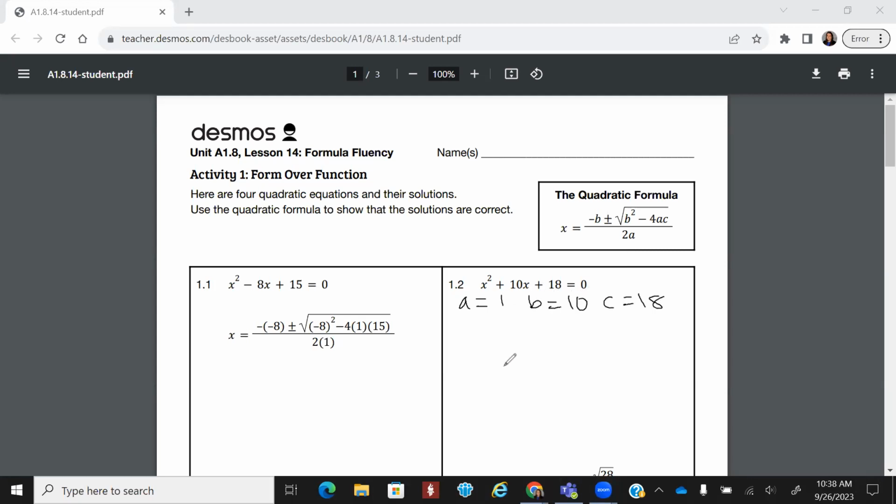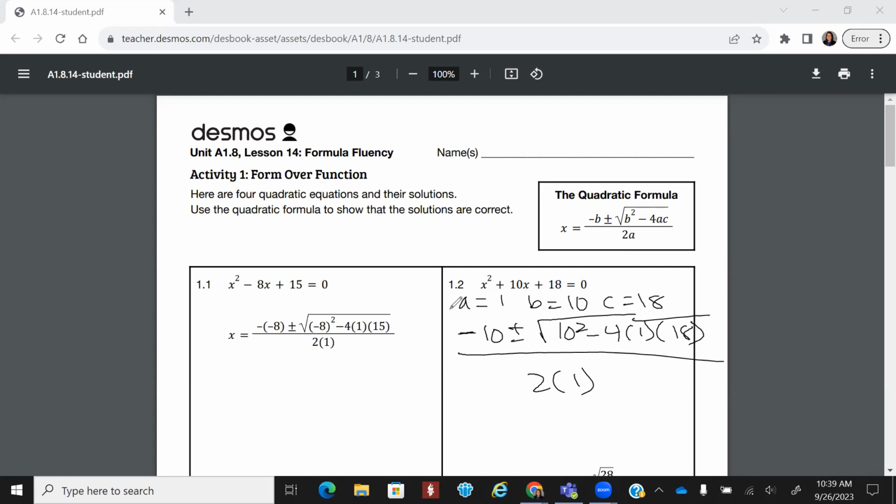Okay, I'm going to plug in. So anywhere that I see a B, I'm going to write 10. Anywhere that I see an A, I'm going to write 1. Anywhere C, 18. So negative 10 plus or minus the square root of 10 squared minus 4 times 1 times 18 all over 2 times 1.